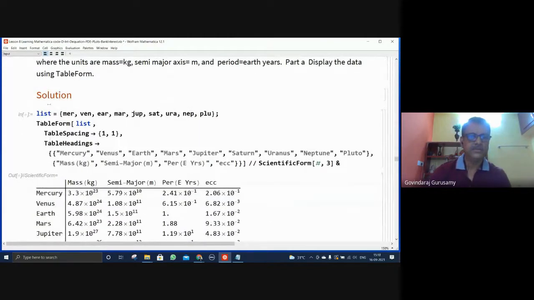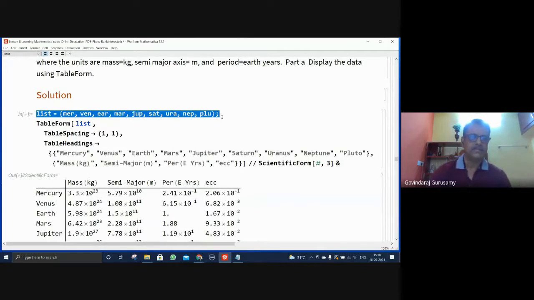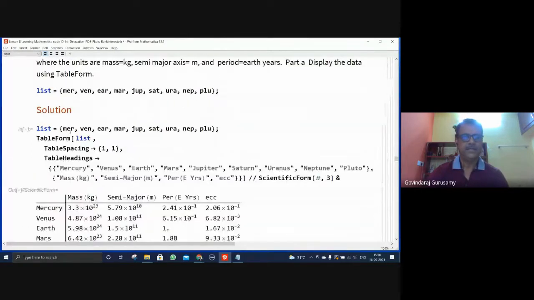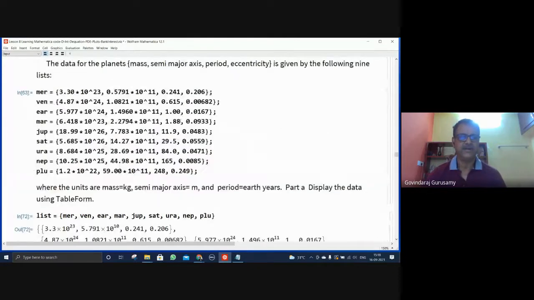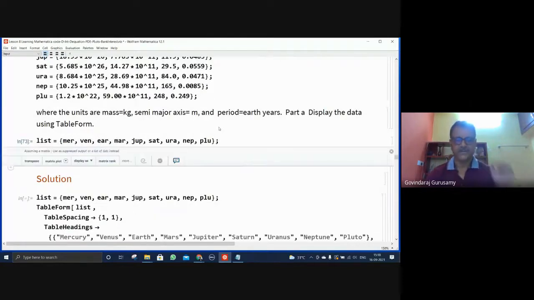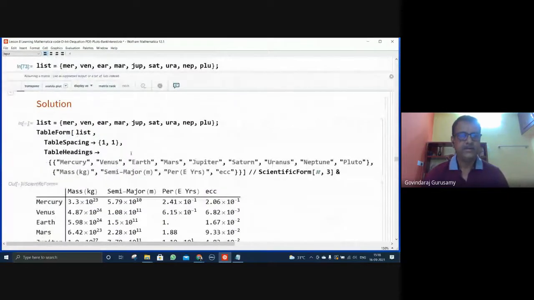So let me show you this separately. What is this list now? I have already entered it. We have taken this out and look at this. It is available in the form of a list of what has been defined there. Okay, is it clear? If I put a semicolon, I don't want to see the output. Fine. Now this list can be put in a table form like this.